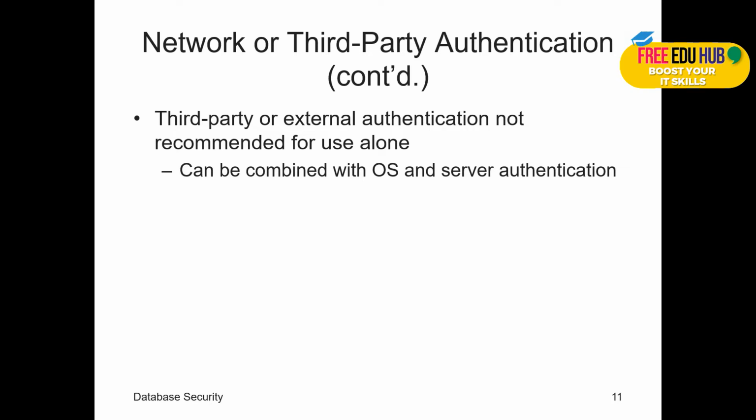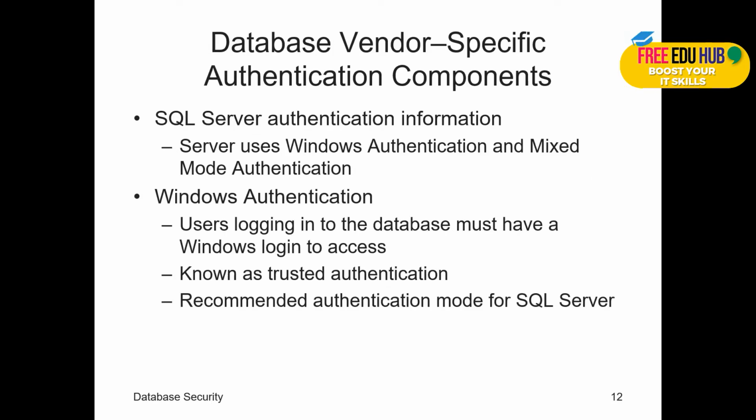Third party or external authentication is not recommended for use alone, so there is a combination of it. The second level of security. For example, in the secure areas in the data centers, you need to show your card, and then you'll have to use the biometrics as well, or biometrics and a PIN code. Combination of that would give you access to that thing. Can be combined with operating system and server authentication.